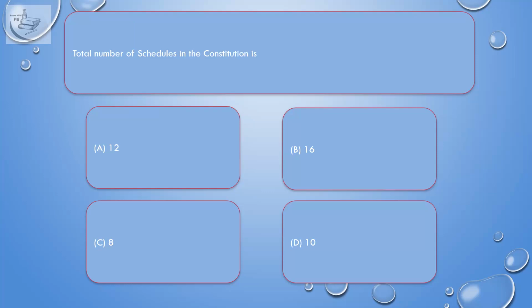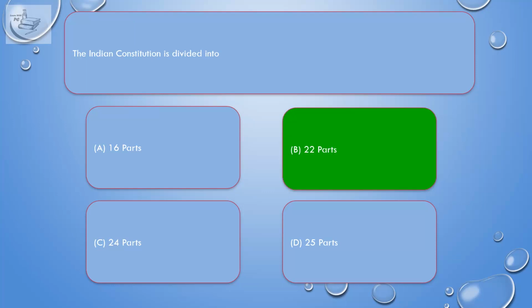Question: total number of schedules in the Constitution is A. 12, B. 16, C. 8, D. 10. Correct answer is A. 12. Question: the Indian Constitution is divided into A. 16 parts, B. 22 parts, C. 24 parts, D. 25 parts. Correct answer is B. 22 parts.